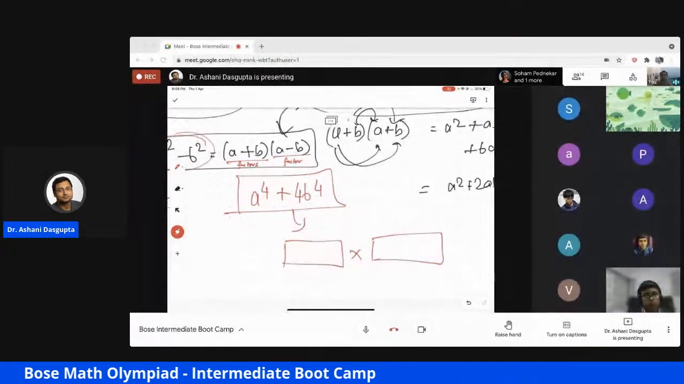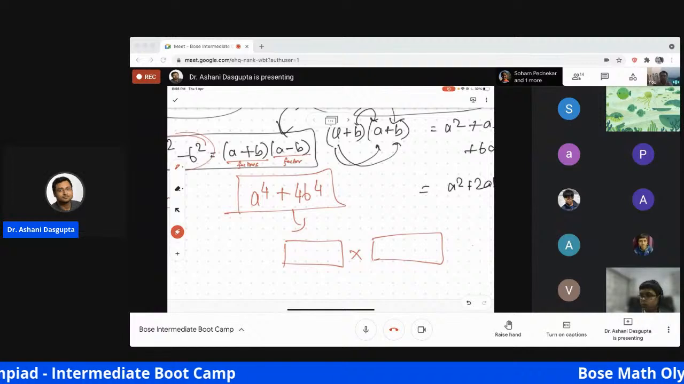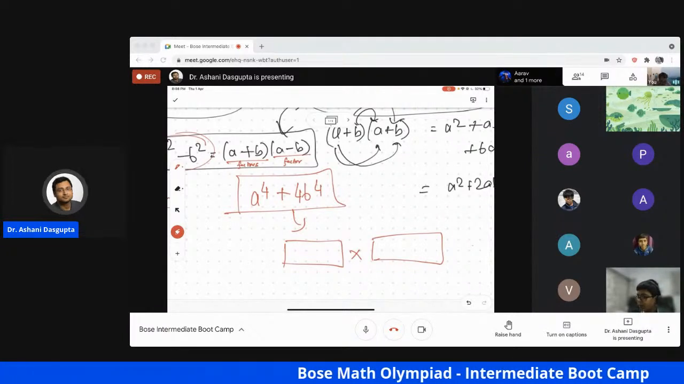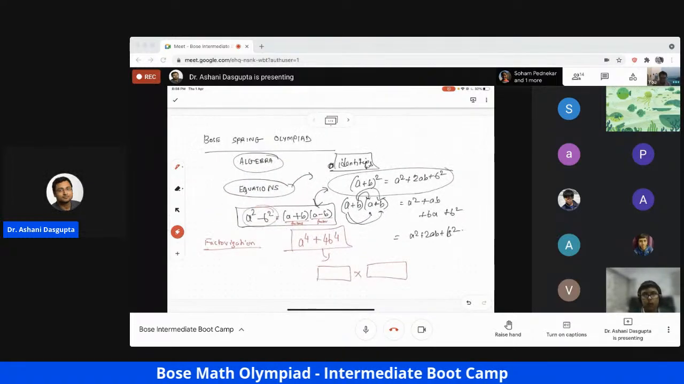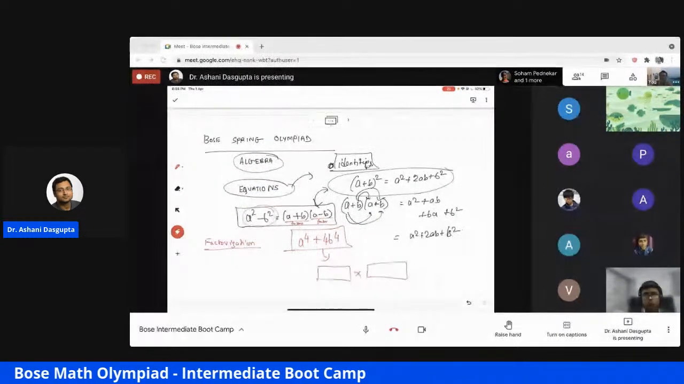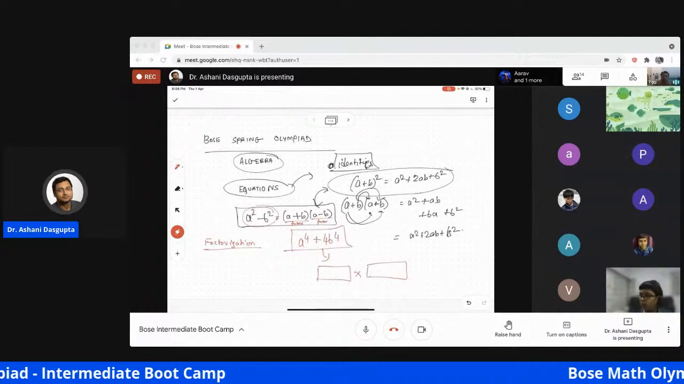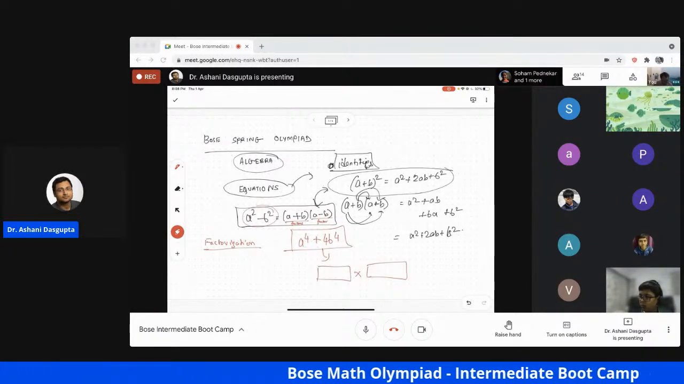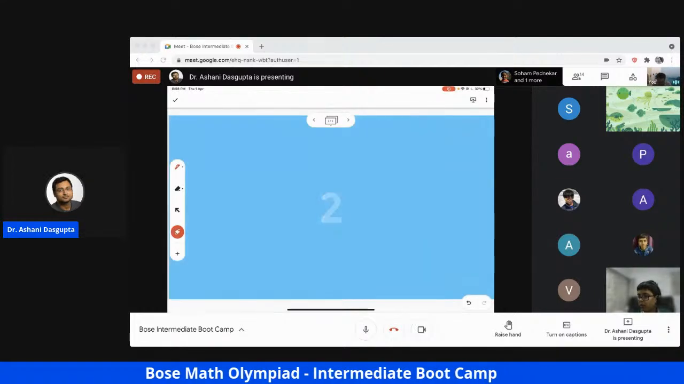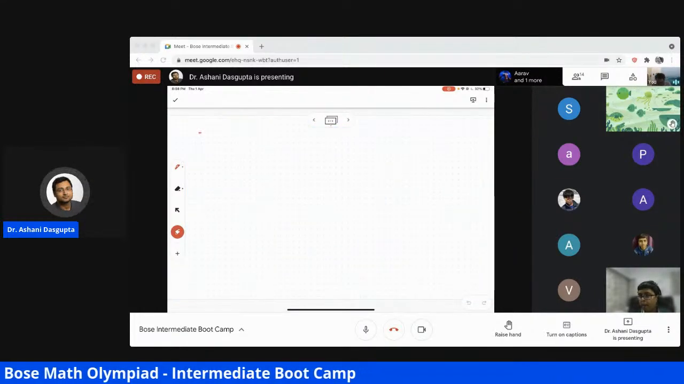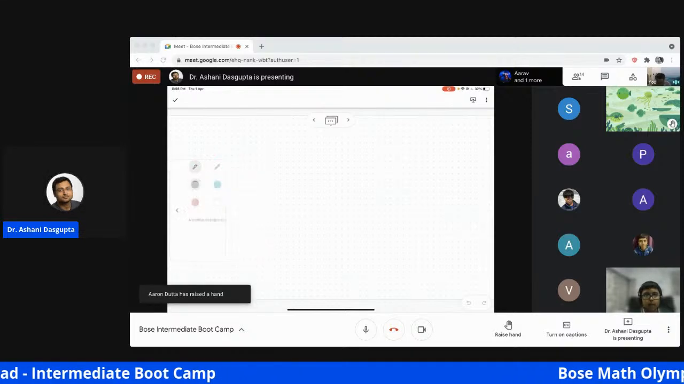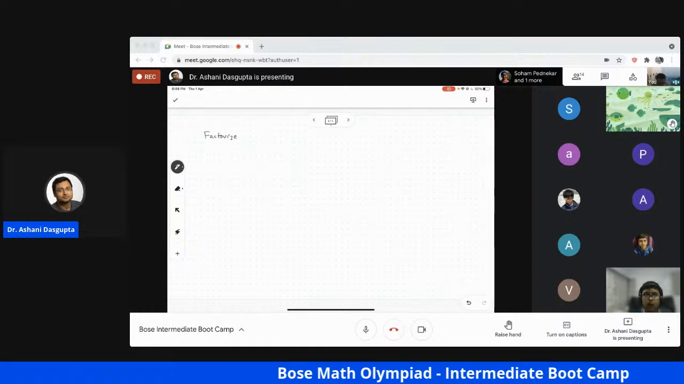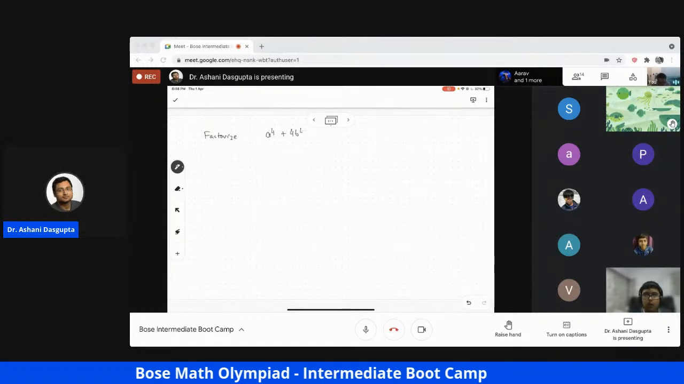So can you use plain and simple factorization to factorize a to the power 4 plus 4b to the power 4, using the tools that you already know? So again I'll write the problem here so that you have it in reference. The question is: factorize a to the power 4 plus 4b to the power 4.